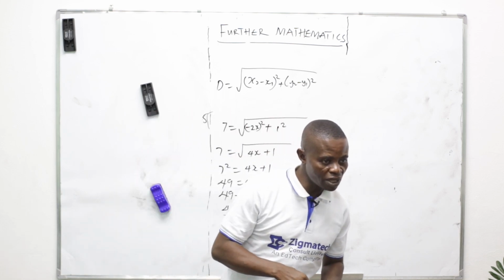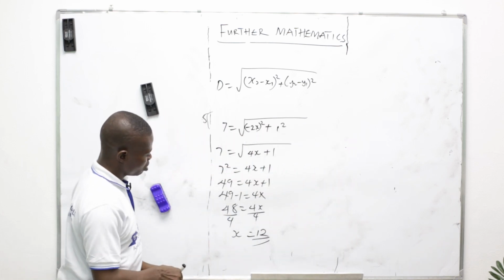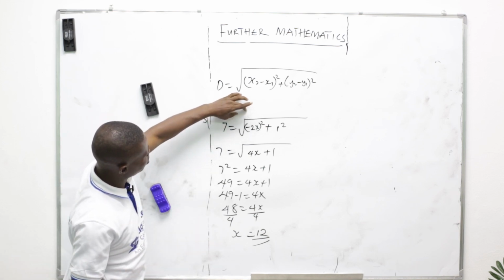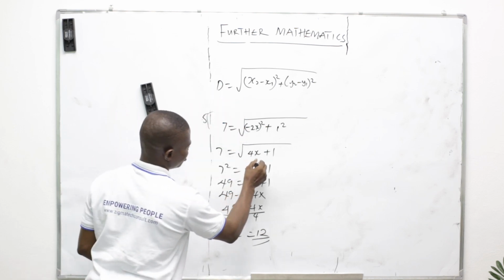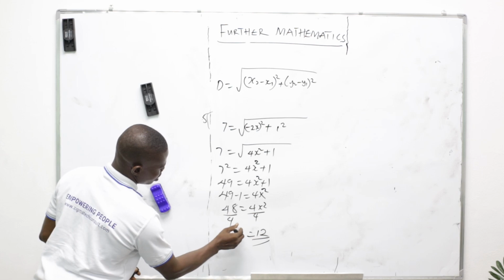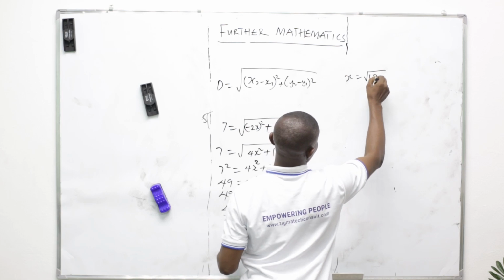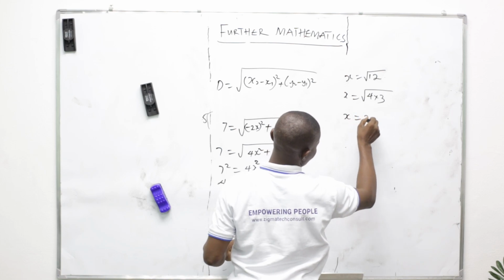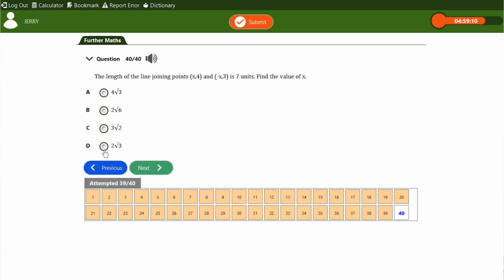Is it? Okay, find the value of x. You take square root of both sides. Then x squared is 12. So that x will now be root what? Root 12. x equals root 4 times 3. x equals 2 root 3. 2 root 3. Option D.